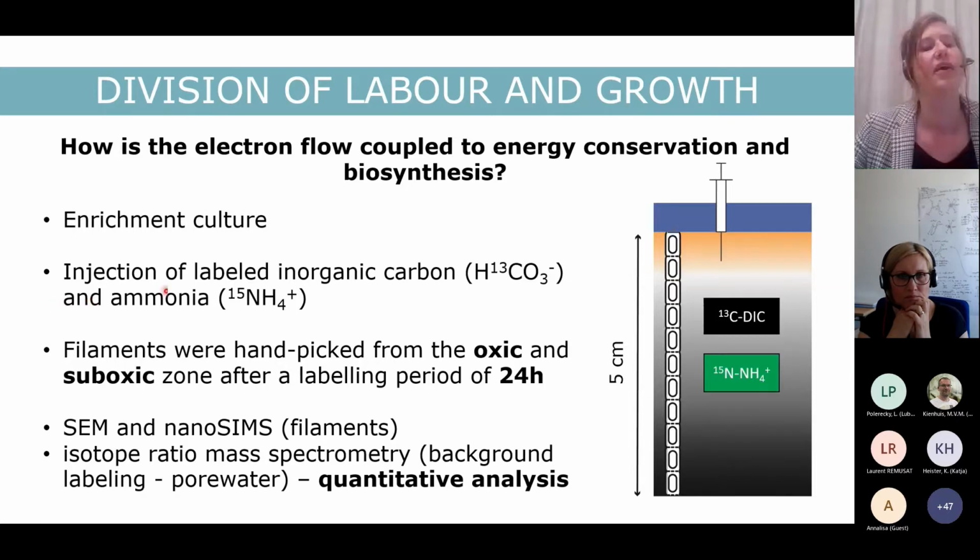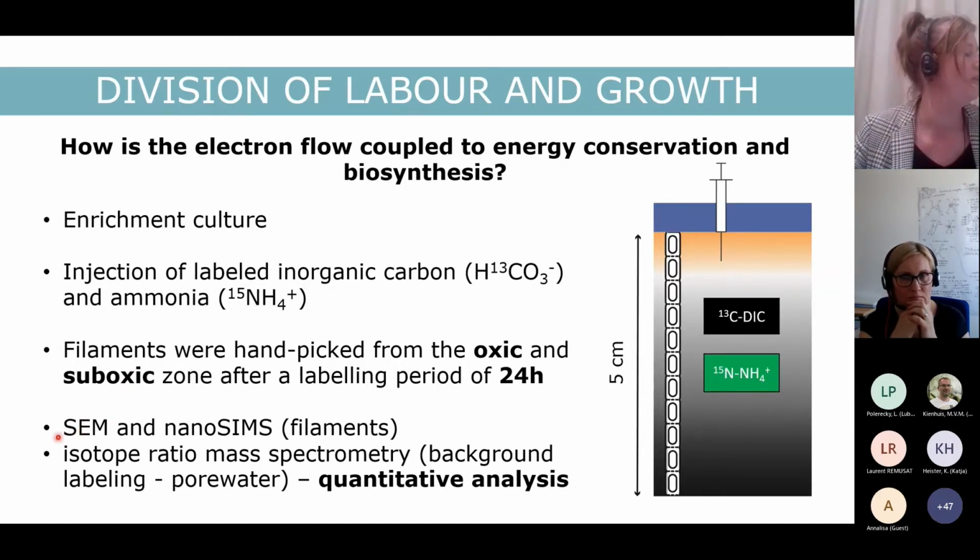We injected the sediment with labeled inorganic carbon, 13C bicarbonate in our case, and 15N-labeled ammonia. Then after a labeling period of 24 hours, we picked filaments from the oxic zone and from the suboxic zone. You can handpick them with a glass hook.